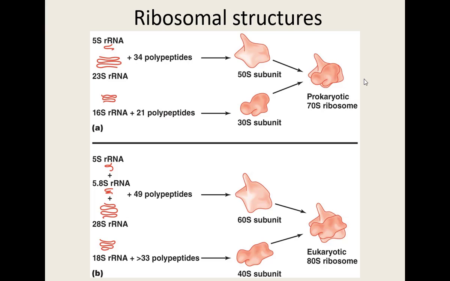The ribosome structure in a human, a eukaryote, versus a prokaryote, they both do the exact same thing. Our ribosome is just a little bit bigger. But ribosomes are always made up of two little chunks, and you'll see that in the video. You've got two chunks that come together. Ours is just a little bit bigger. It's the only difference.